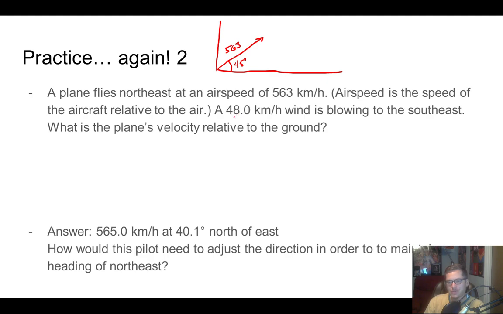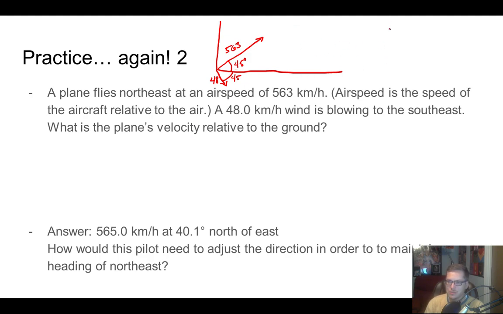And we know there's a 48 kilometer per hour wind blowing to the southeast. Southeast would be this direction, and it's 48, so there's our 48, and this one would also be at 45 degrees. Really, we want to know the plane's velocity relative to the ground, so we just need to find the resultant.